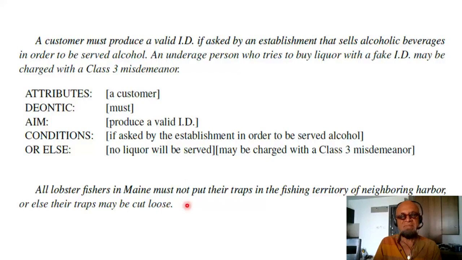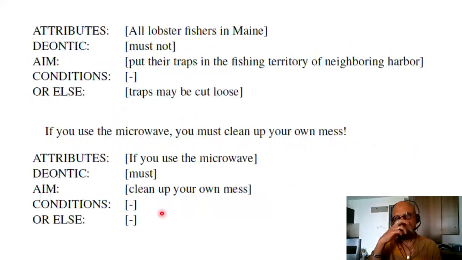All lobster fishers in Maine must not put their traps in the fishing territory of a neighboring harbor, or else their traps may be cut loose. Here, all lobster fishers in Maine are the attributes for being relevant to this institutional statement. Deontic is that you must not put your traps in the neighboring harbor. Aim is that you put the traps in the fishing territory of the neighboring harbor, which will violate the statement. Conditions here, negative, must not, right? Or else traps may be cut loose.